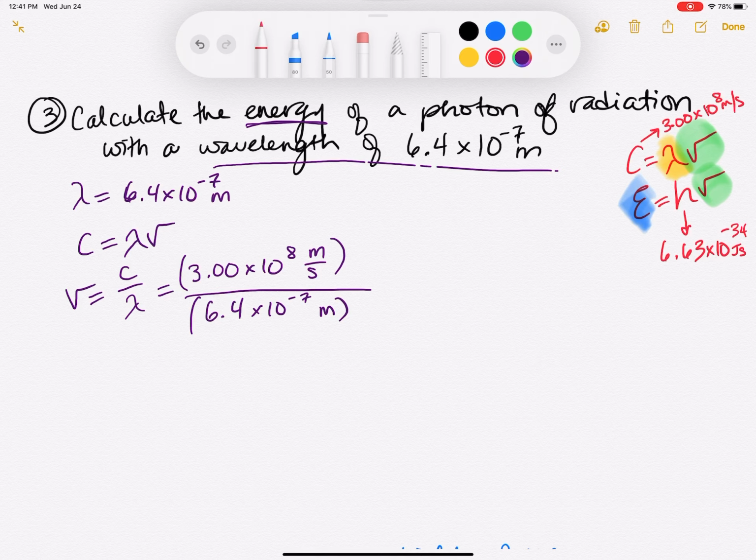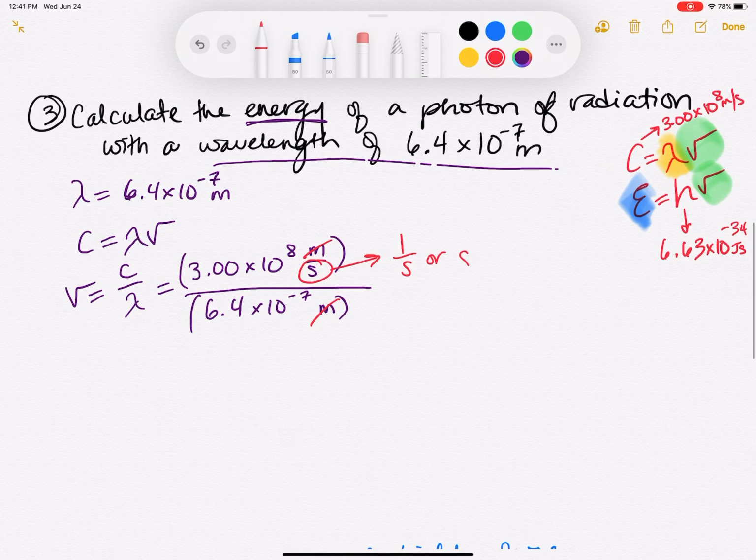So hopefully now it's easier for you to see meters in the numerator, meters in the denominator. Your remaining unit is seconds. So you have one option here. You could say 1 over s, or you could even say s to negative 1. Remember, this also means hertz. Any one of those technically is okay for us, and especially for this problem, you're going to either stick to this or you're going to stick to that.